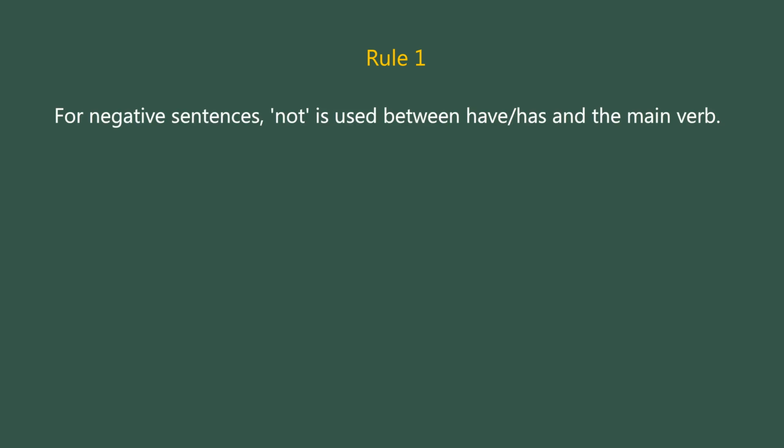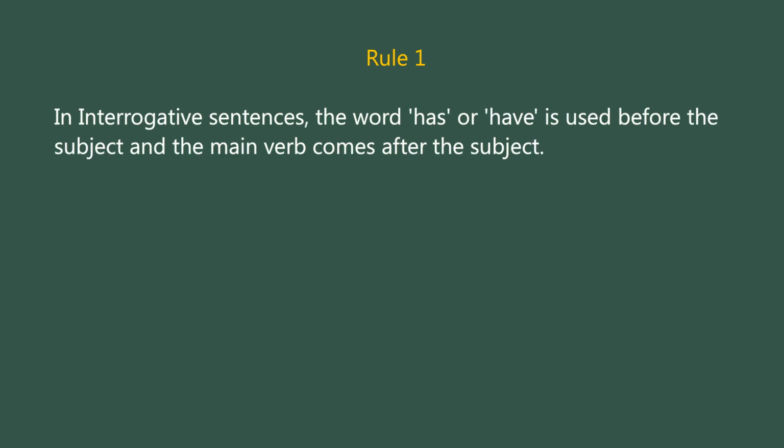For negative sentences, not is used between have or has and the main verb, like, he has not taken his gift yet. In interrogative sentences, the word has or have is used before the subject, and the main verb comes after the subject, like, has Meet played a song?